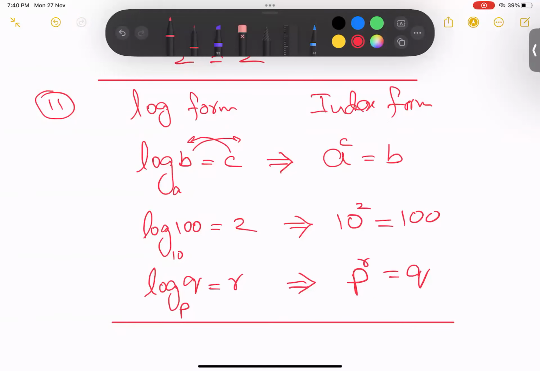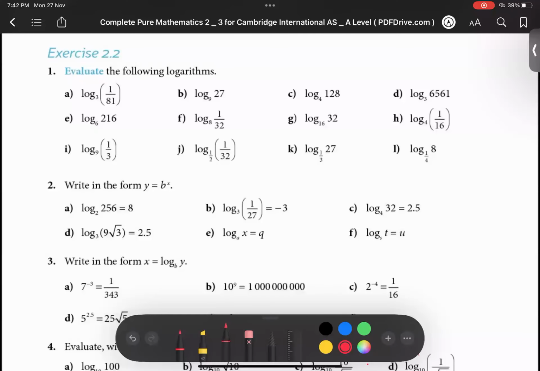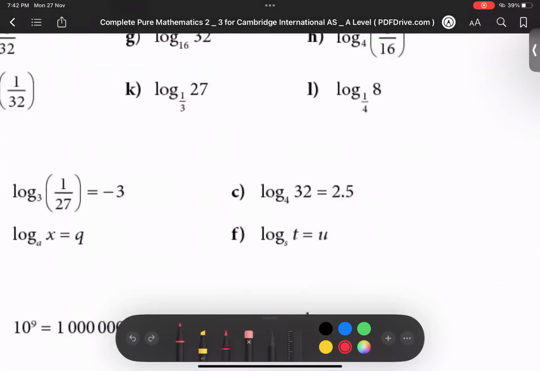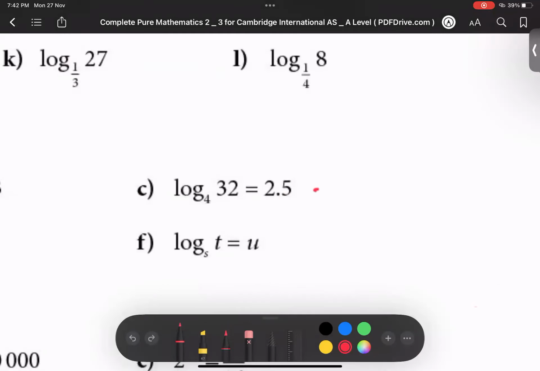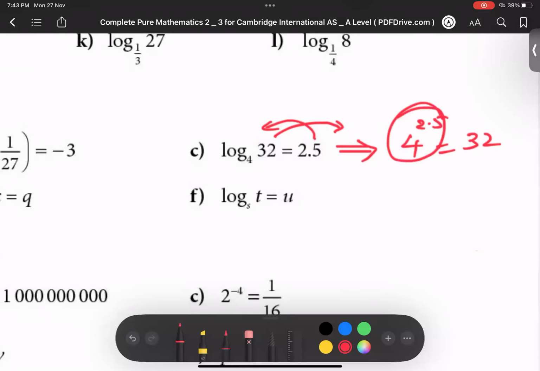Now I'm going to do some practice from the textbook, not many, just a few questions. Students, this is an example of the last property. It is exercise number 2.2 from the textbook. I'm going to explain question number 2. This form is called index form. Here are all logs given. How to convert this logarithm form into index form? There is nothing hard. This 4 will become base 4. 2.5 will go in the power of 4. 32 will go on the other side. So that's it. Even if you type this in a calculator, it will give you 32.